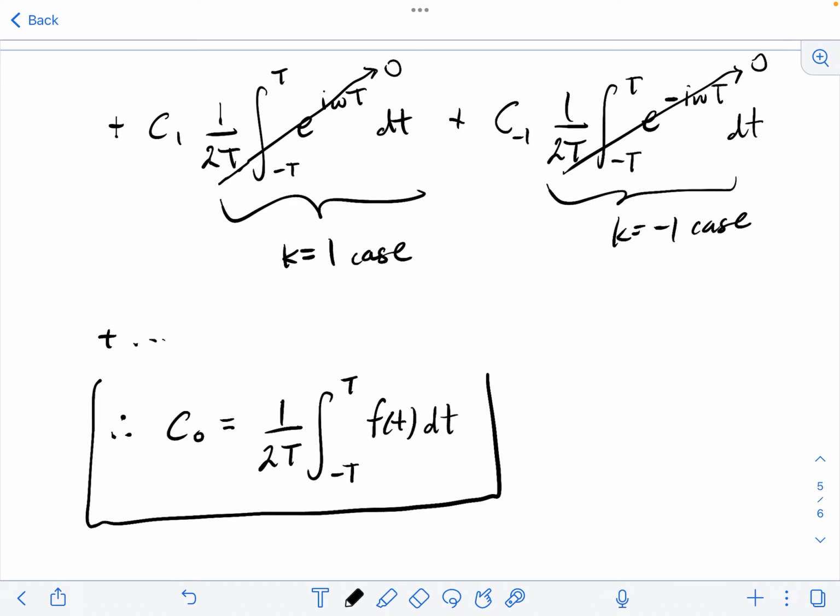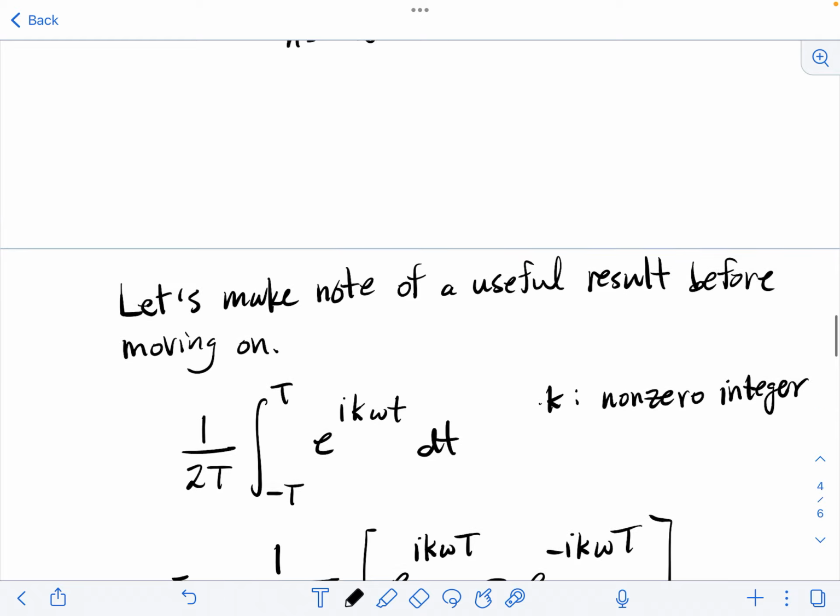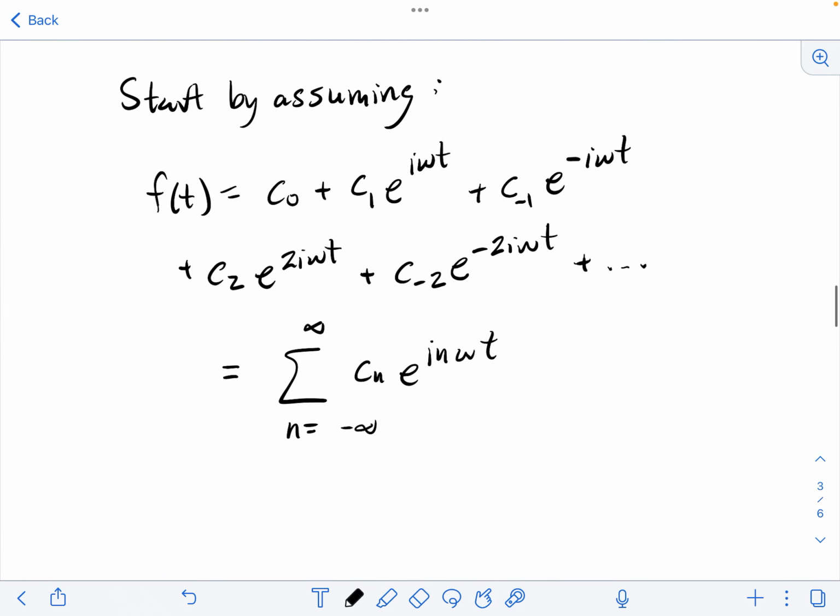And so for our assumed series, we've now found the value of the c0 term. We just now have to find the values of all of the other coefficients, the c1 coefficient, the c minus 1 coefficient, c2, c minus 2, and so on.